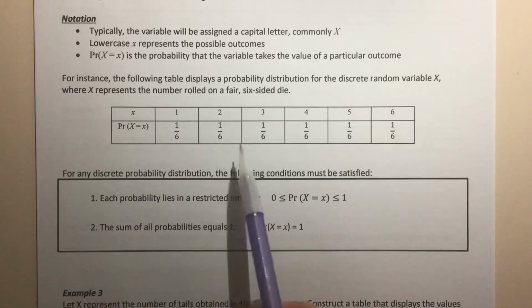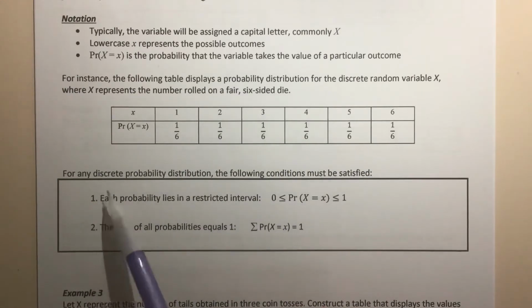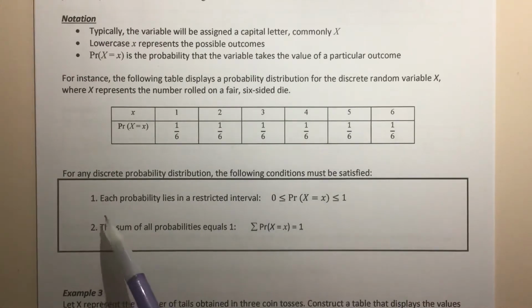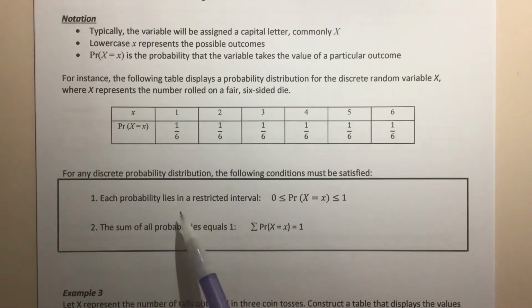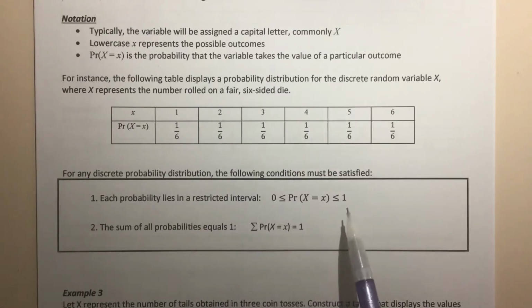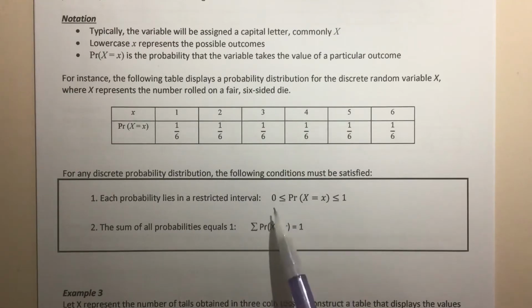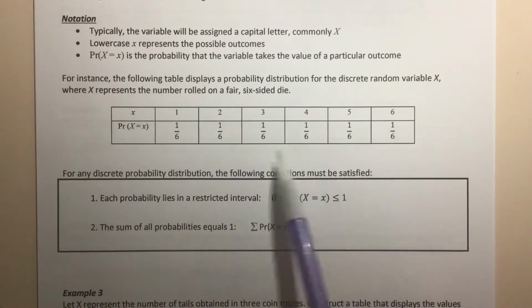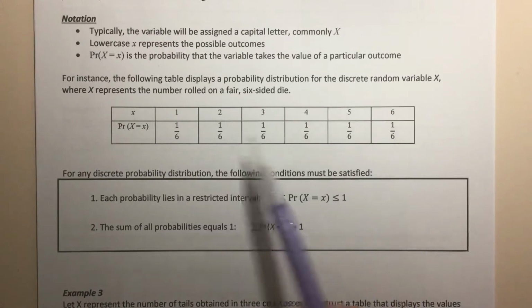And what you'll notice about this table, and with any discrete probability distribution, is that the following 2 conditions have to be satisfied. Each individual probability has to be between 0 and 1, and that can include 0 and 1. So we can have a probability of 0 or a probability of 1, but it can't be outside those values, okay? And in our rolling a die example, we can see they're all greater than 0 and less than 1, so that's no problem there.